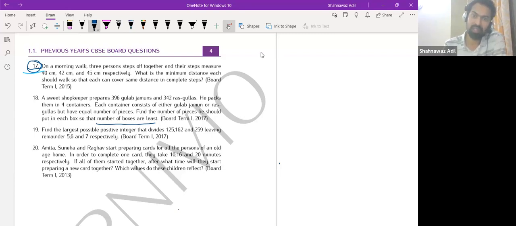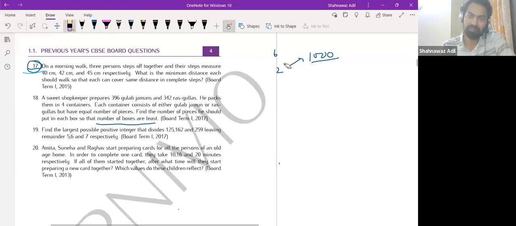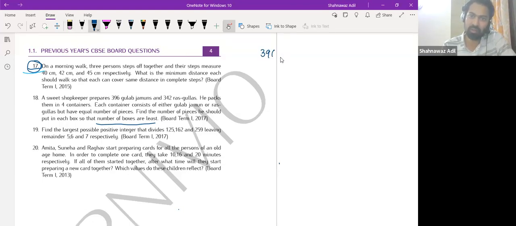So you see that if I take the LCM of 396 and 342, that would be something like, I don't know, 1000 or maybe greater than this, right? But I have to arrange these rasgullas and these gulab jamuns in a box so that my arrangement is minimum. So this is the question. Clear? So we have to find HCF. HCF, right? So we have to find the HCF. Is that clear, everyone? Yes, sir. Okay, so please find the HCF of these two quantities, right?